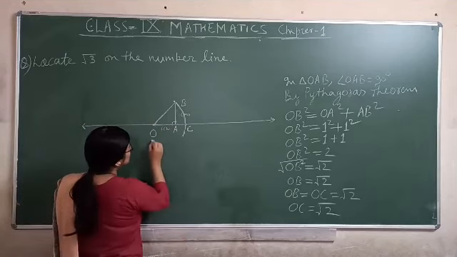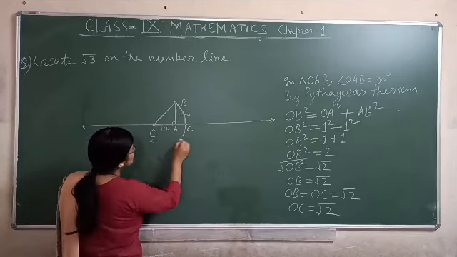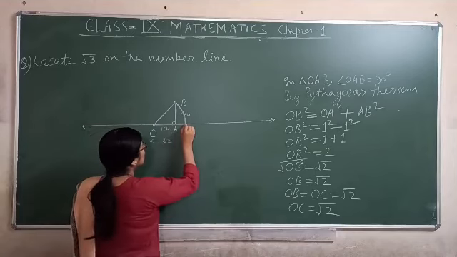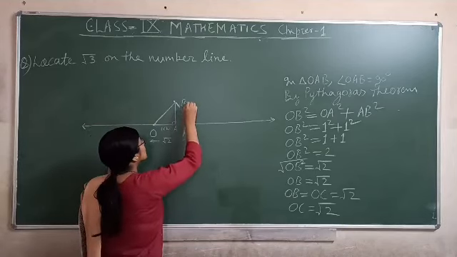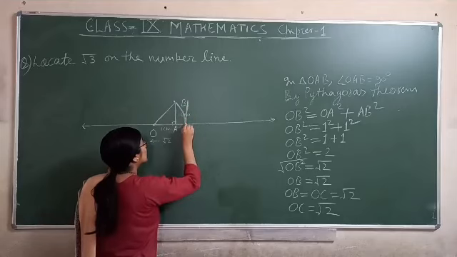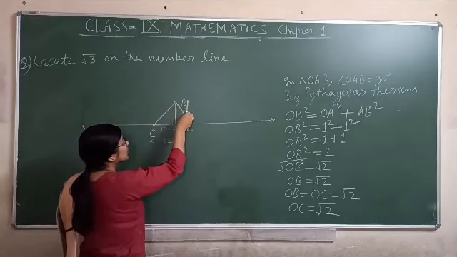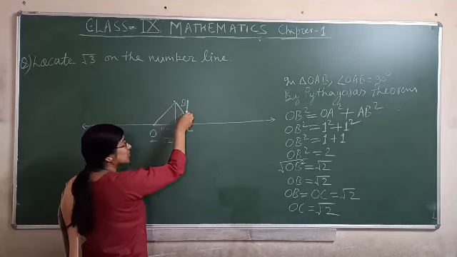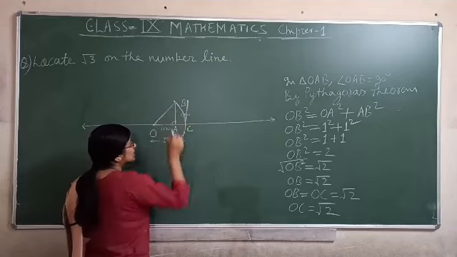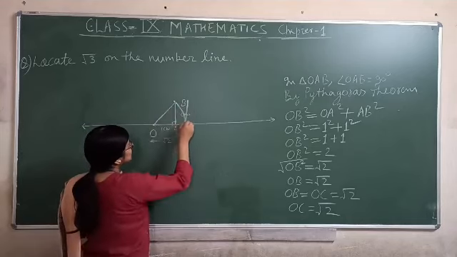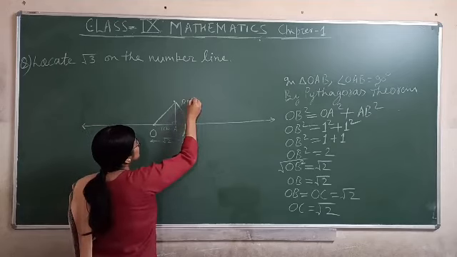OC equals this length, from here to here. This one is √2. Okay, so we need 1 unit here, or exactly 1 centimeter. This perpendicular, vertical line should be 1 centimeter. You can't take more than 1 centimeter. Okay, this one is 1 centimeter. This is your point D.